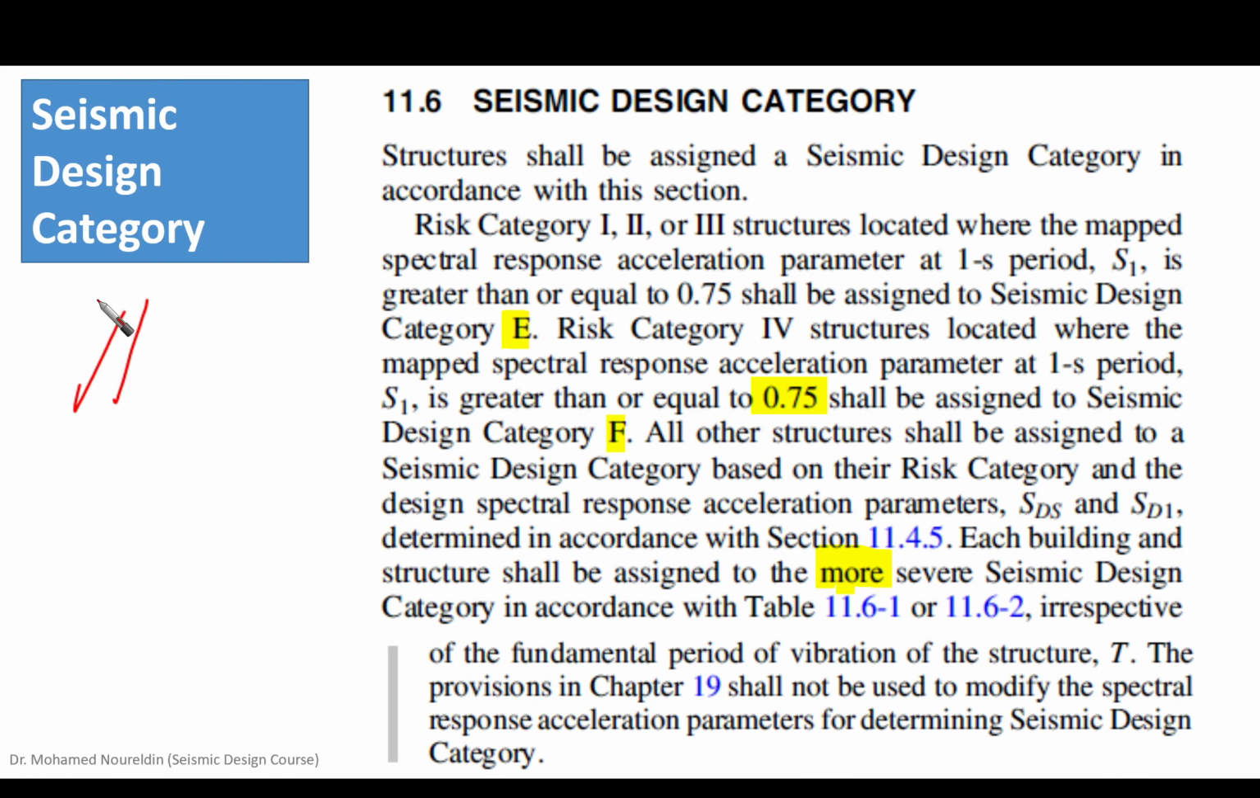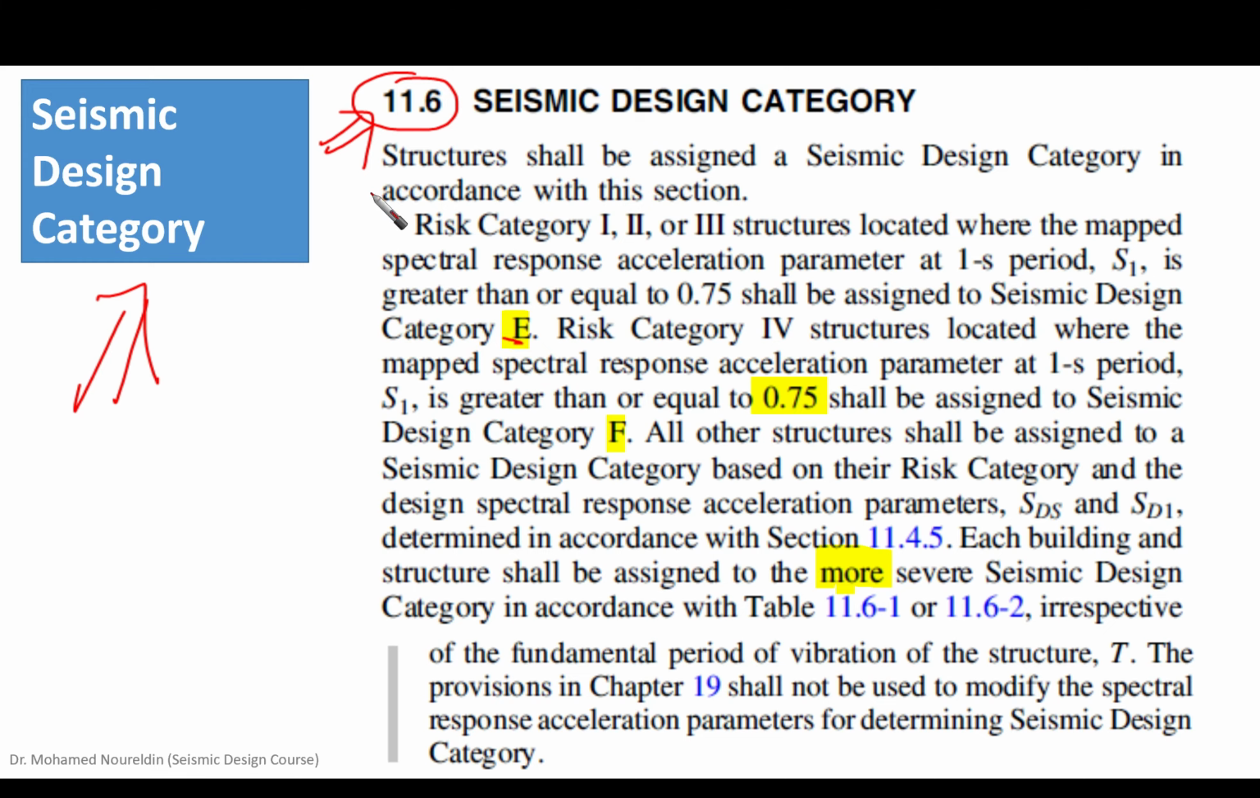Now let's go to the seismic design category. You're going to find it in the code under section 11.6. Structures shall be assigned a seismic design category in accordance with this section. Risk category 1, 2, and 3 structures located where the mapped spectral response acceleration parameter at 1 second period, S1, is greater than or equal to 0.75 shall be assigned to a seismic design category.